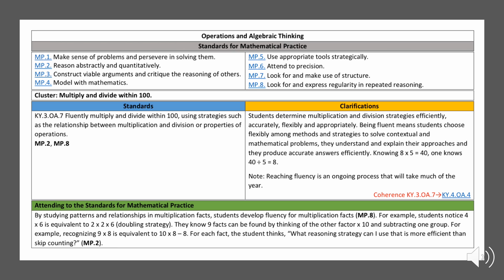Each mathematical standard also now has clarifications and coherence.